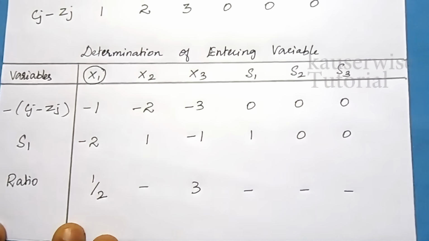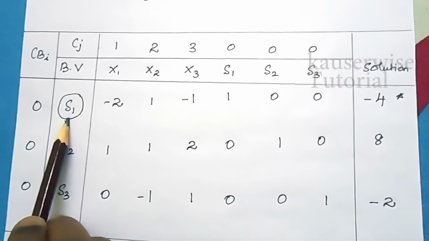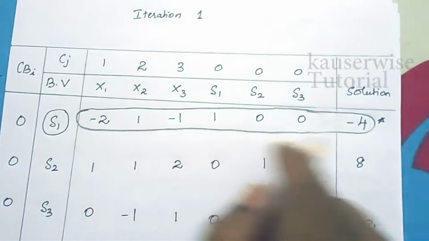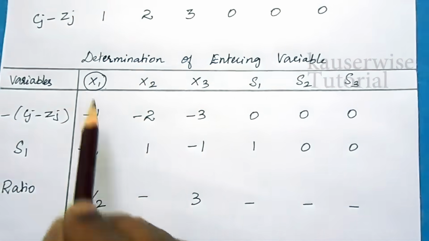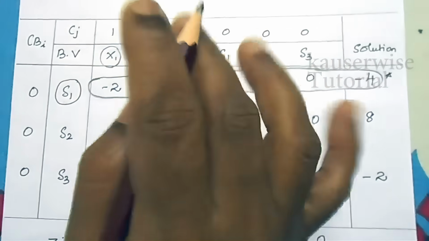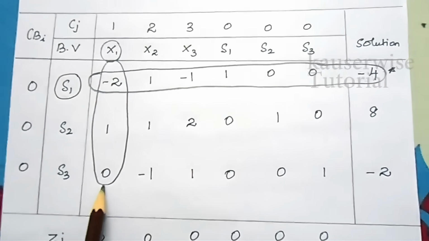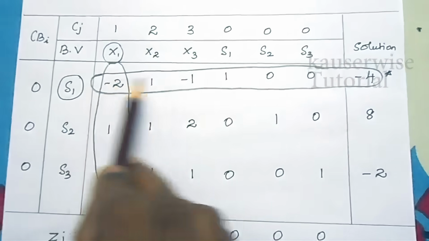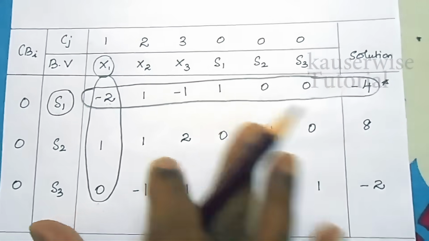Now we have to move further to remove the infeasibility in the solution column. See, S1 is the leaving variable. Just put one circle to identify the leaving variable. Look at the determination of entering variable table. Here we have got x1 as the entering variable. Just highlight this column. See, this one is the pivotal column, this one is the pivotal row and this one is the pivotal element. That is key row, key column and key element. So with this we need to proceed to the second iteration.